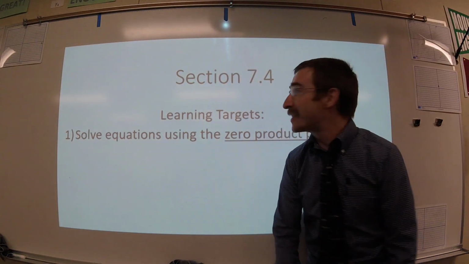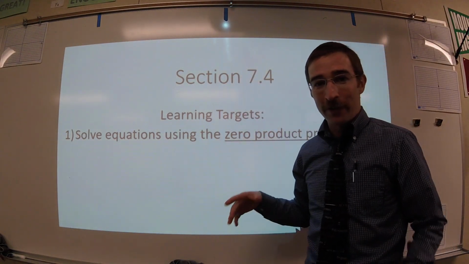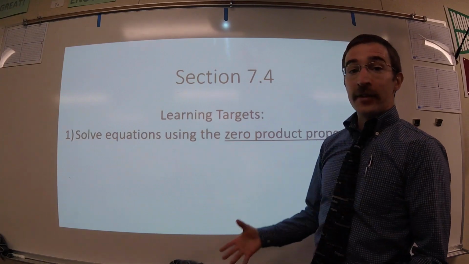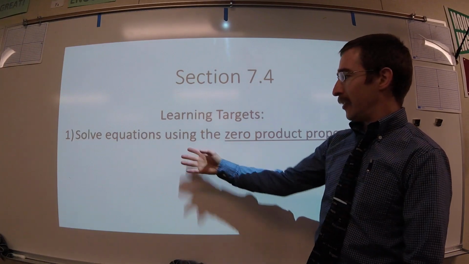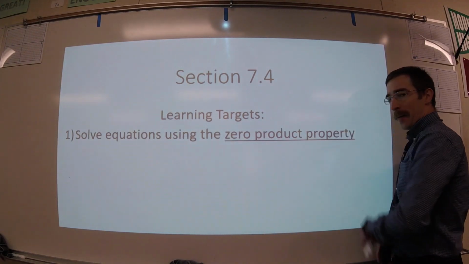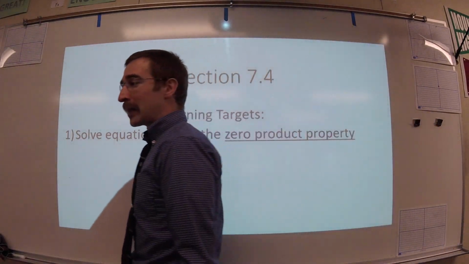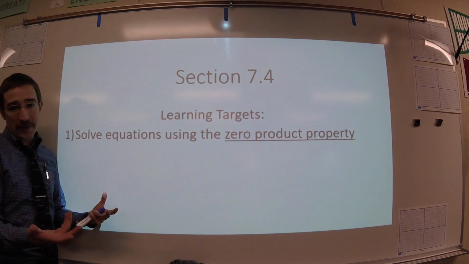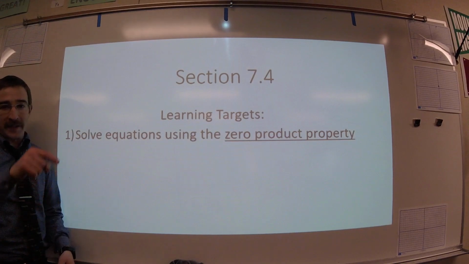So we're doing section 7.4 from the Big Ideas Algebra 1 math textbook. This learning target, one simple learning target, was just solve equations using the zero product property, and we got to actually talk about what the zero product property is. So that's what we're going to be doing. Write that down if you want to. You can always hit that pause button.